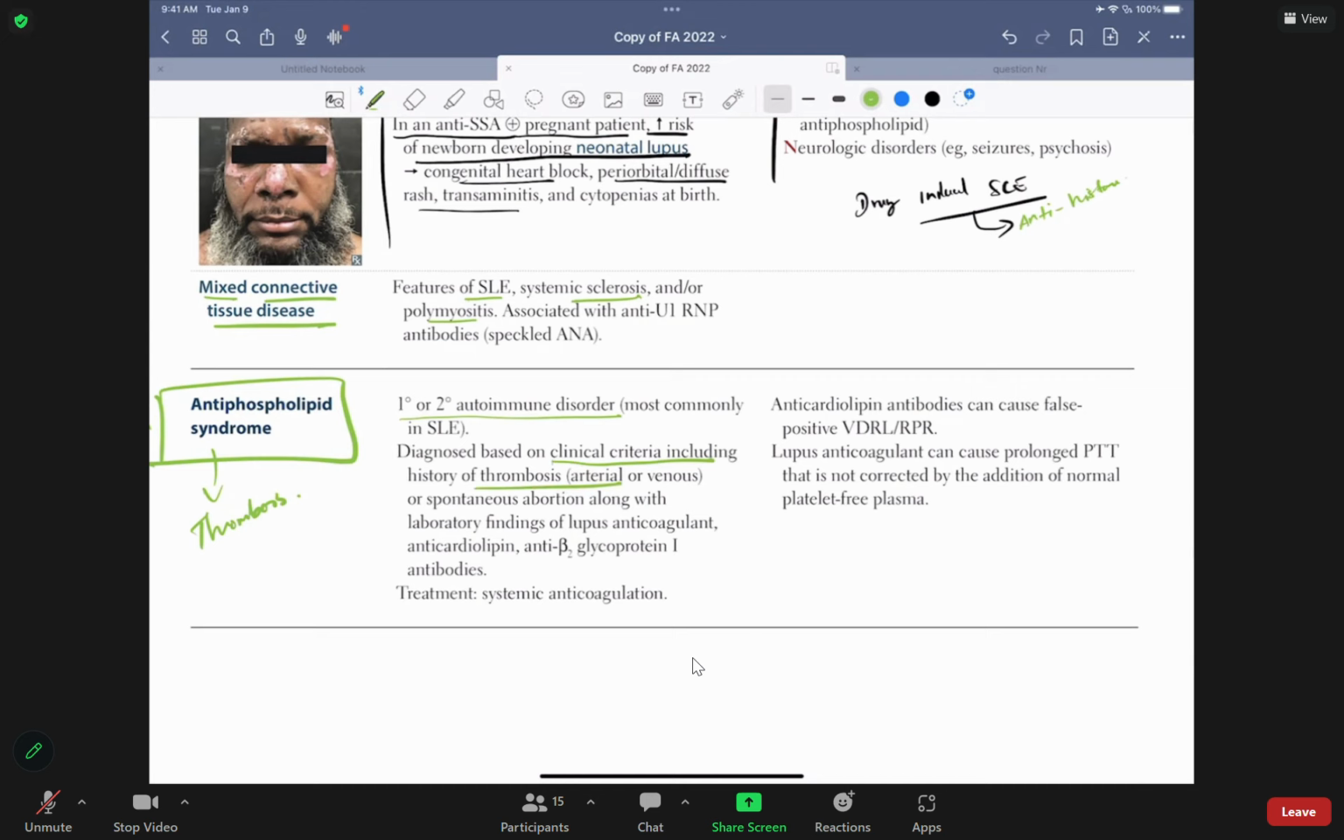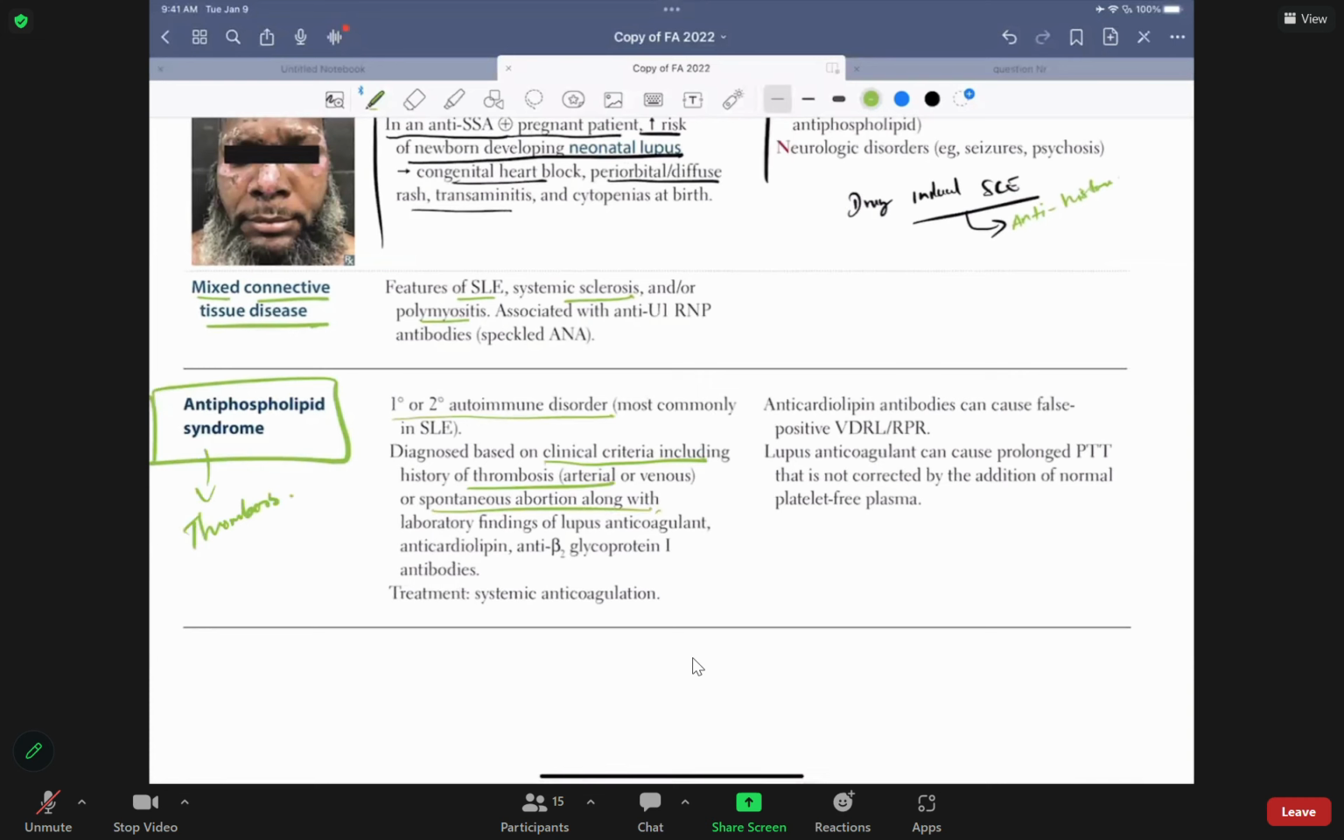If the question says this particular lady had multiple abortions in the first or second trimester, it is antiphospholipid syndrome. Why? Every time they become pregnant, they create a clot in the vessel that carries the oxygenated blood. So, multiple abortions. They will also have a lupus problem, and we need to give systemic anticoagulation. We need to prevent the clots.